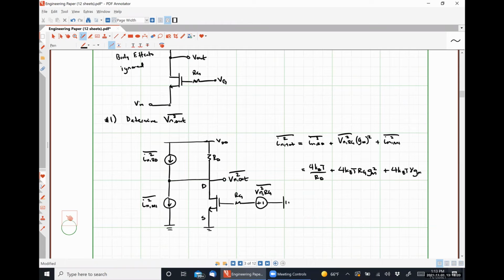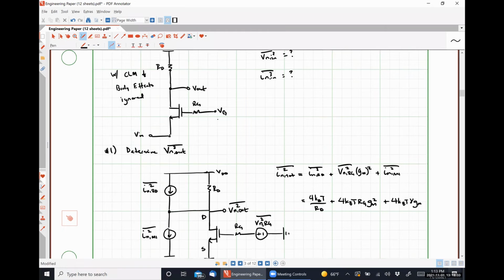And I'm running out of room here, so let's say that we ignore the 1/F noise. Let's say we're working at a frequency where it's not going to matter, just because I'm running out of space on the page. Okay. So with CLM, and let me change this slightly. Body effects and 1/F noise neglected.